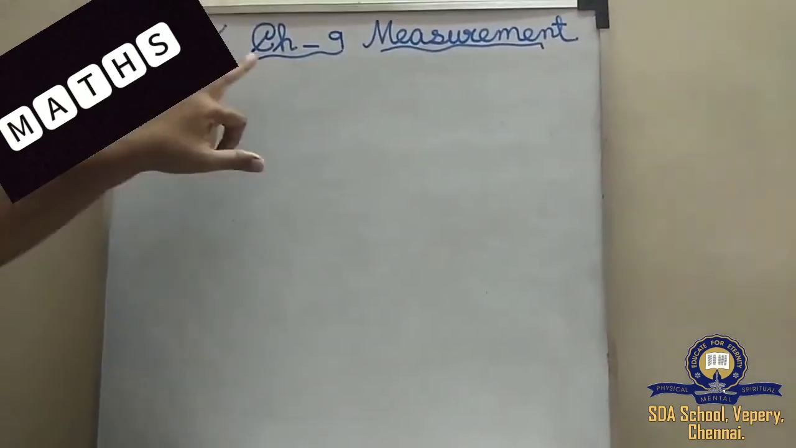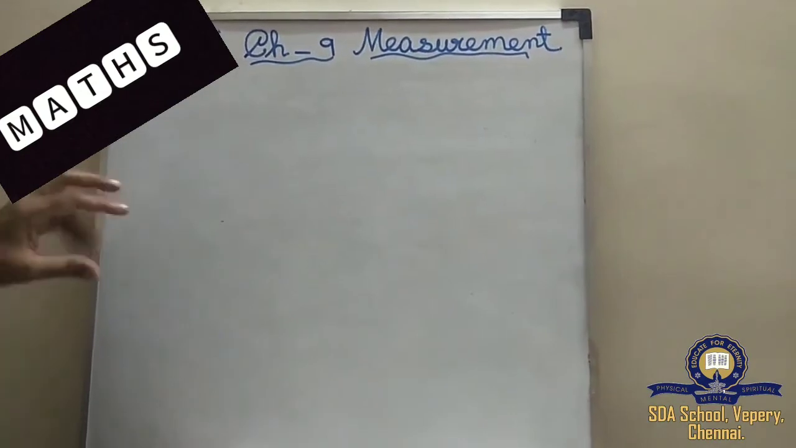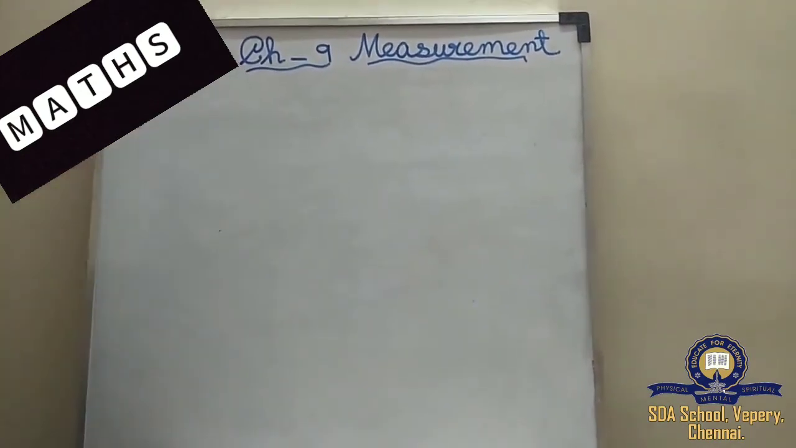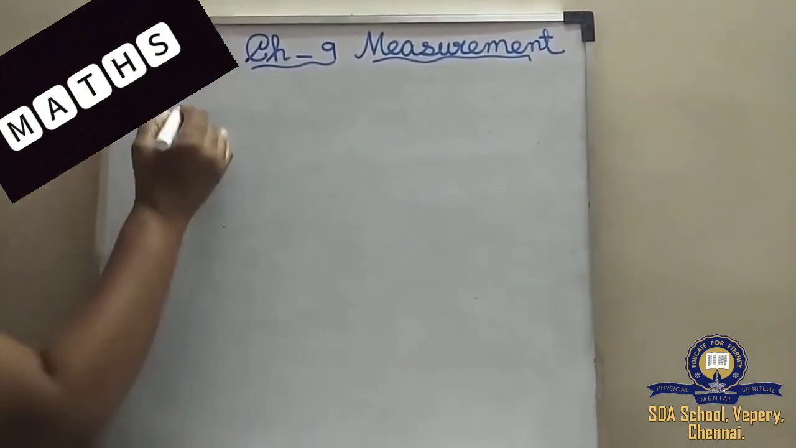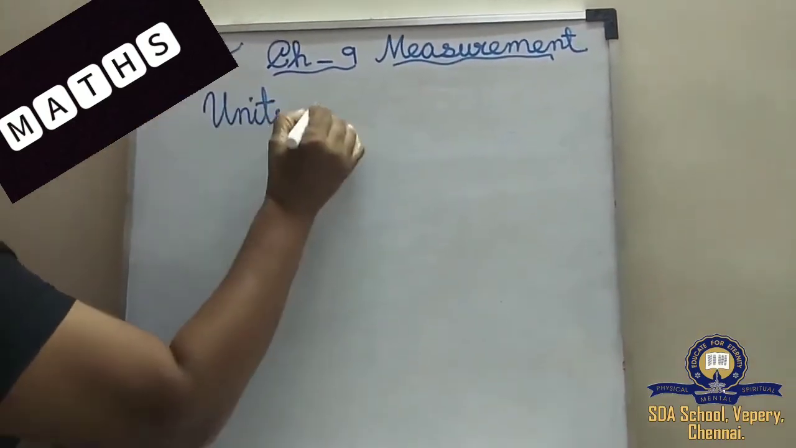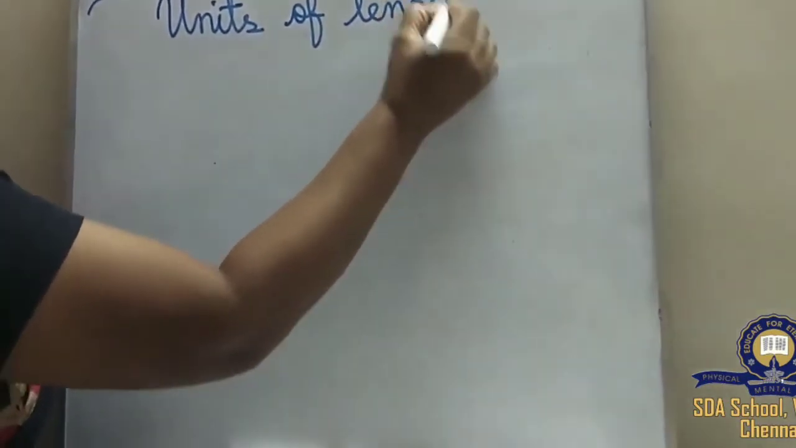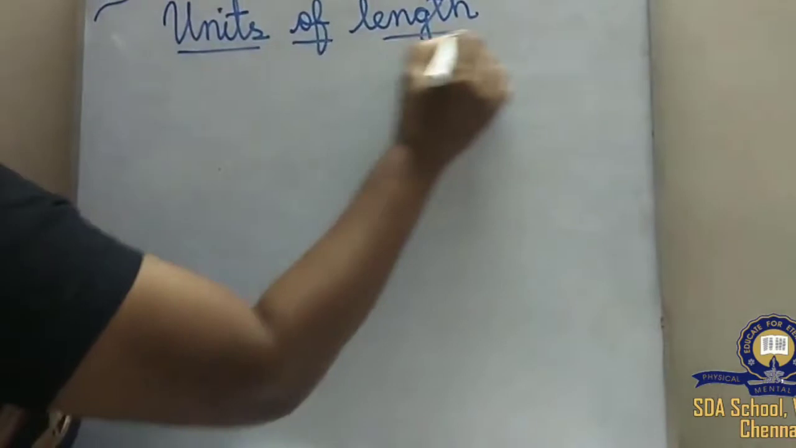Okay children, we'll see chapter 9 measurement. Before going into the exercise, we'll see what the measurements are. First, there are units of length. So what is there, children? Units of length means what?